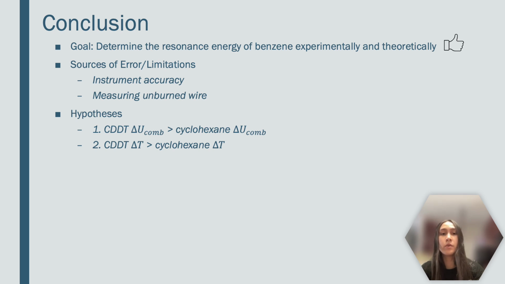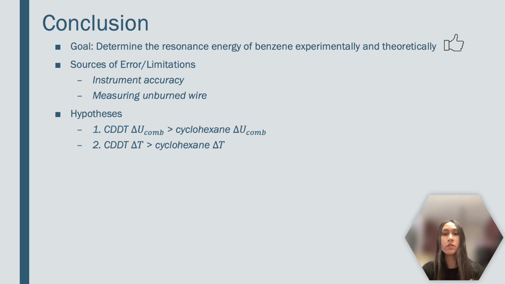Another limitation could have arisen from measuring the unburned wire. Measuring the unburned wire was difficult as some pieces were not the original thickness and some were hard to make straight due to them being very small. This could have led to inaccurate heat calculations, causing too much or too little heat due to the wire to be subtracted away from the total heat.